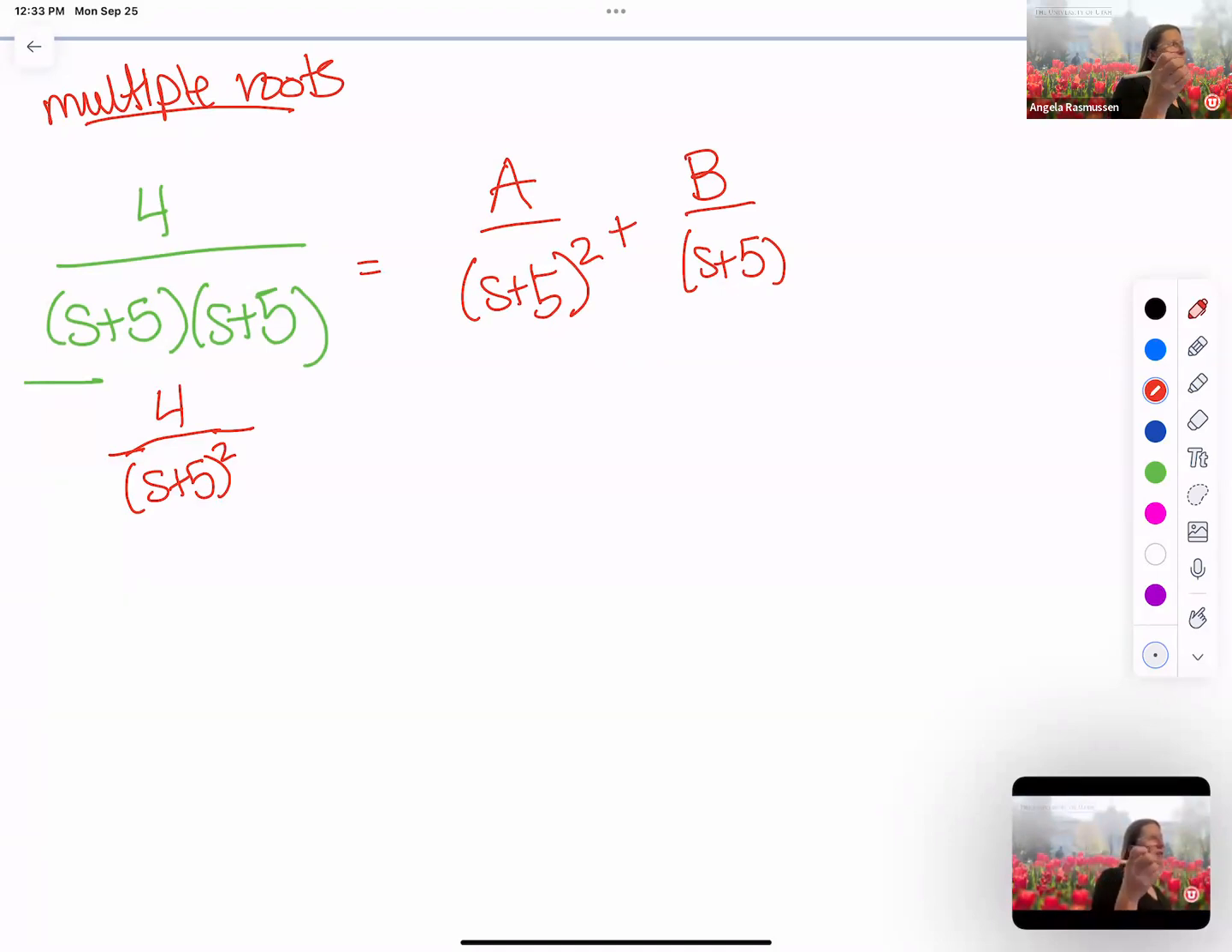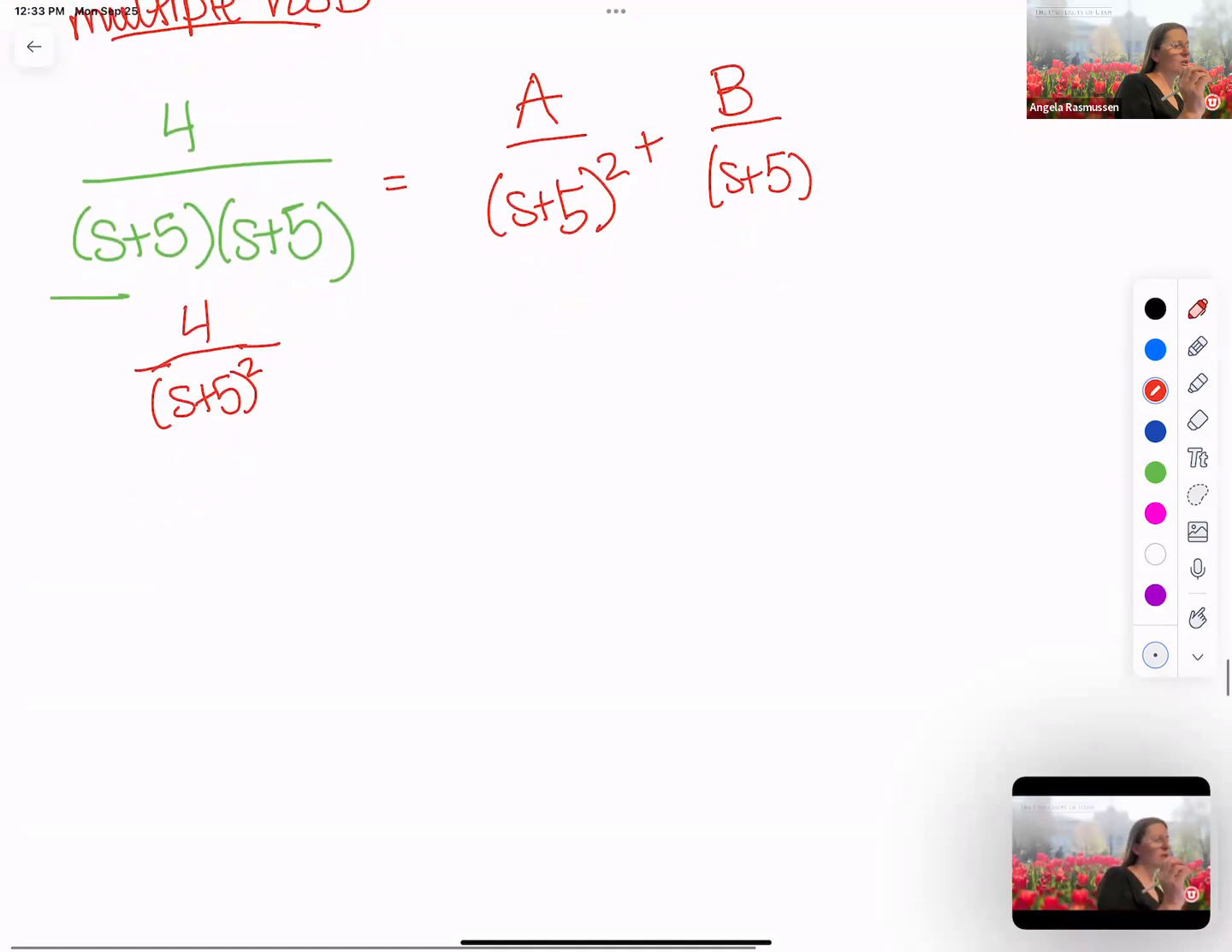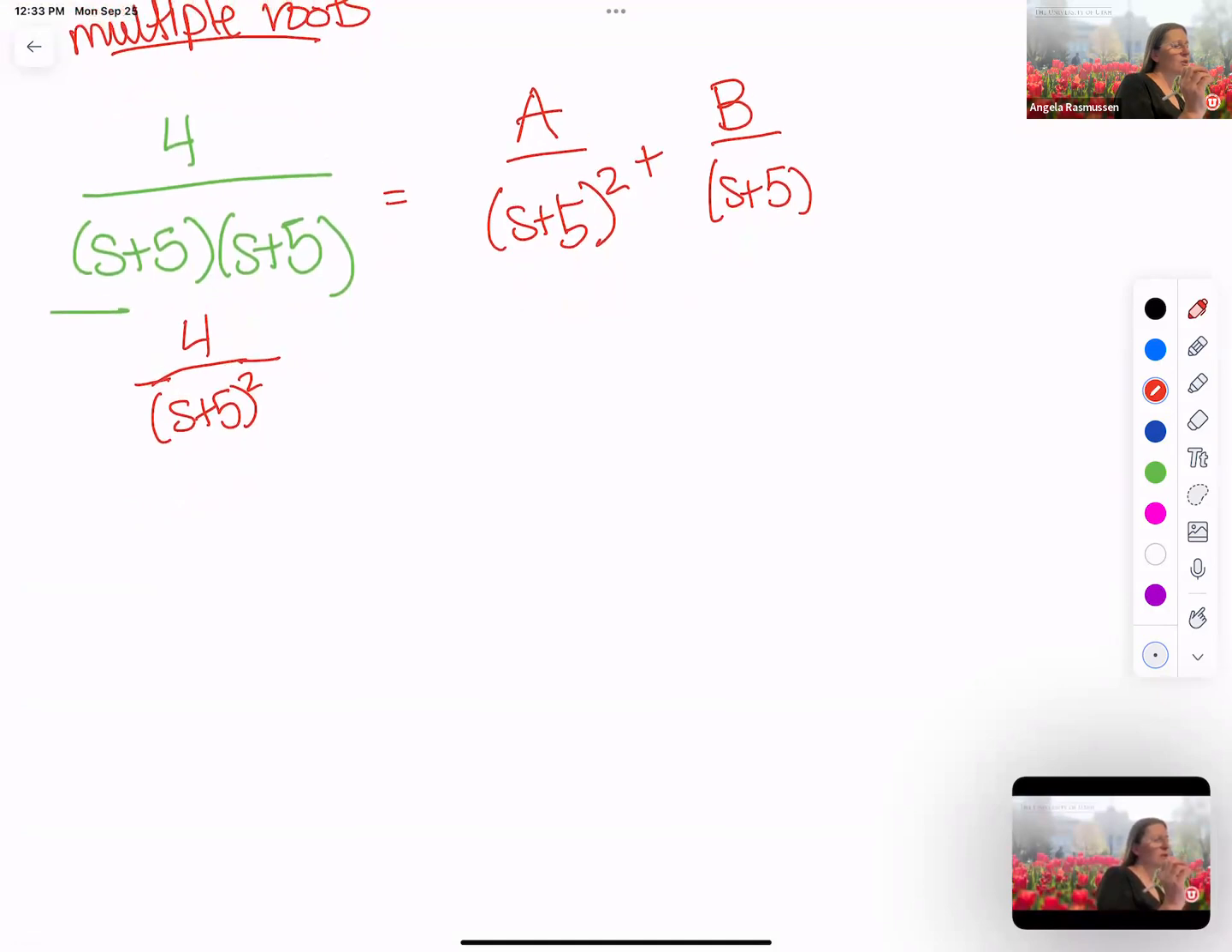Yes. Multiply with 4 in here for partial fractions, is 4 going to be equal to 4? You said it. Oh, thank you. Yep. So these are equal to each other. So 4 over S plus 5 squared is equal to A over S plus 5 squared.